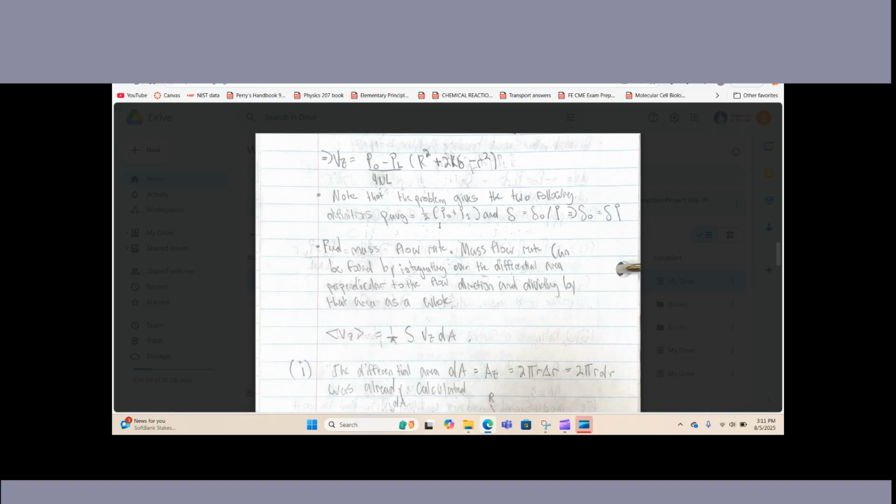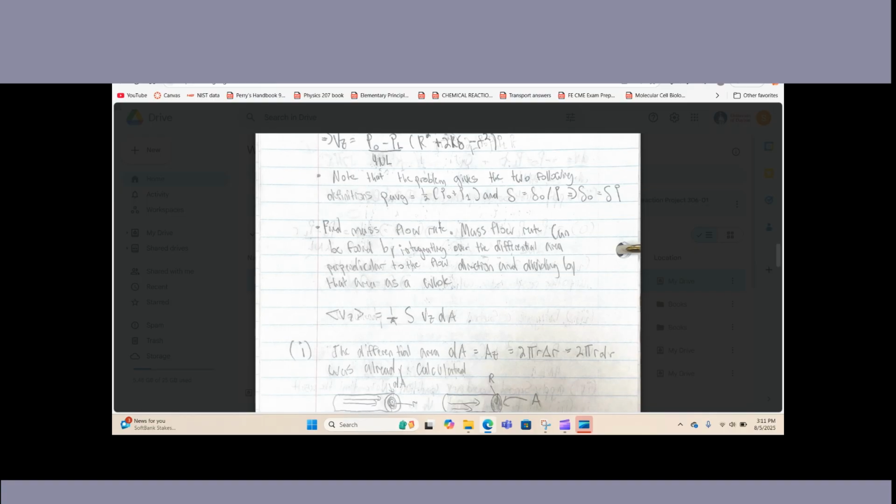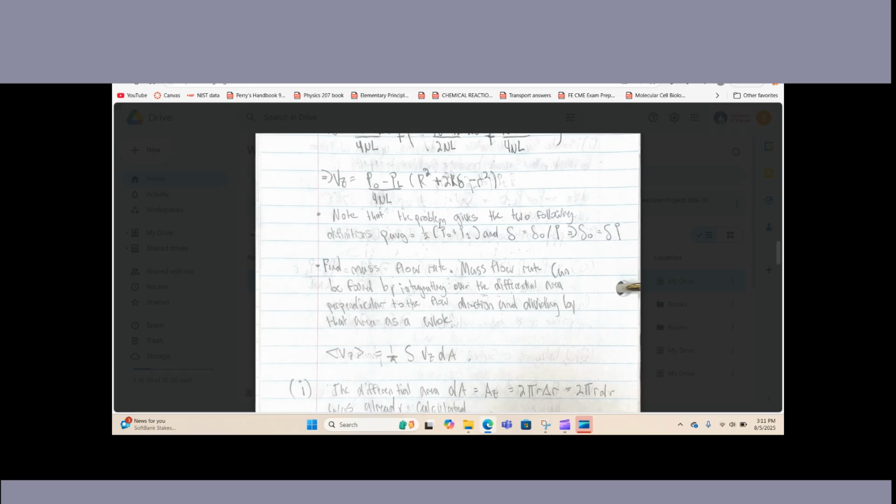It's pretty self-explanatory. So now we're going to have to find the mass flow rate with this equation. And the mass flow rate is just the integral of the velocity over a differential area that's perpendicular to the velocity direction, which is going to be AZ, because AZ is the face that's perpendicular to the z direction, and the velocity is in the z direction. And then you're going to divide by that same area, but it's not differential, so it's just dividing by the whole area.